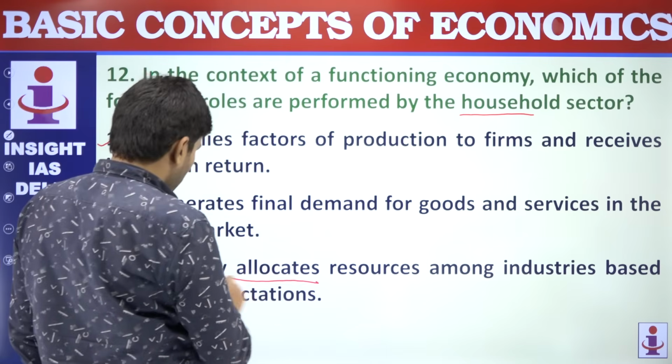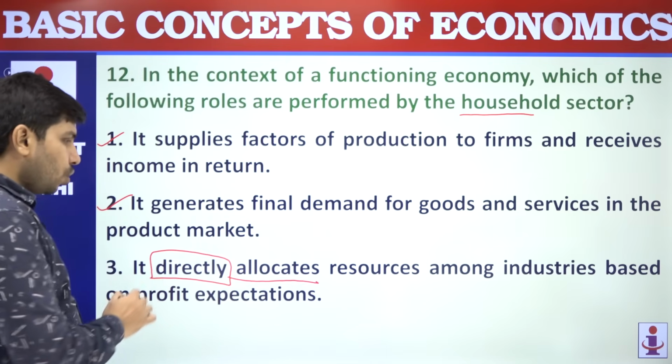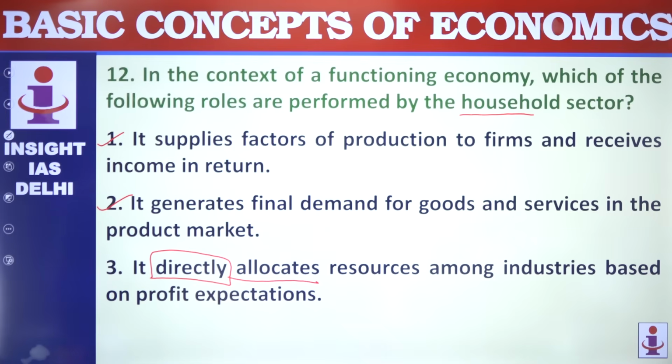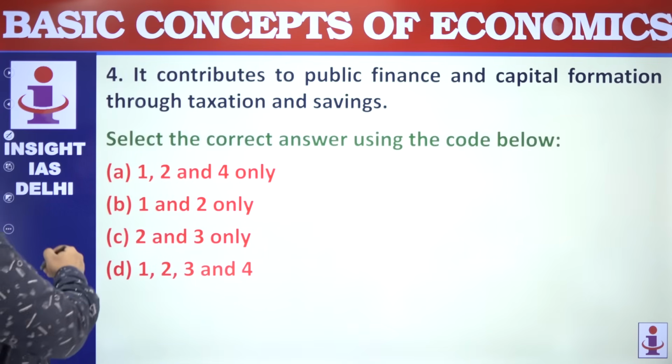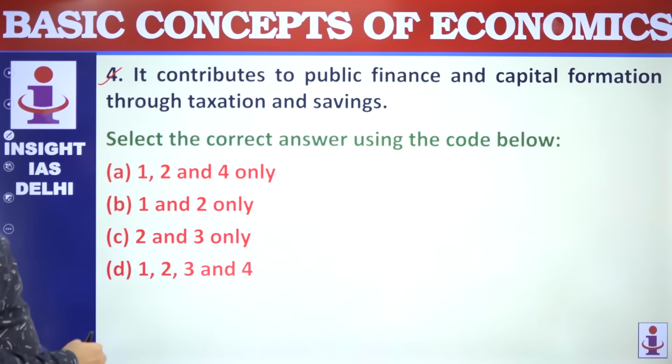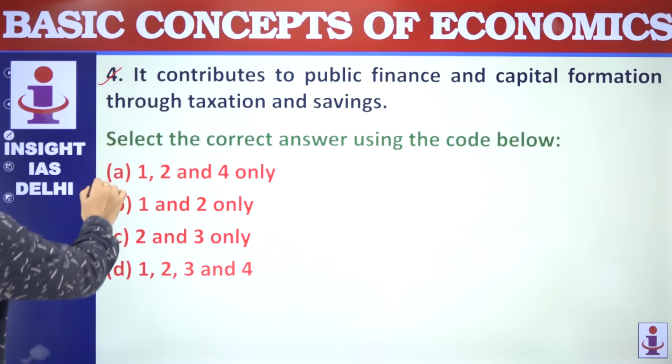Households do not allocate directly. That is the role of the entrepreneurship, the decision maker. So this statement is not correct. It contributes to public finance and capital formation through taxation and savings. Yes. 1, 2 and 4 are correct.